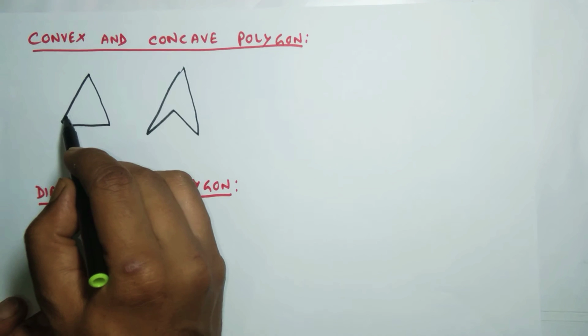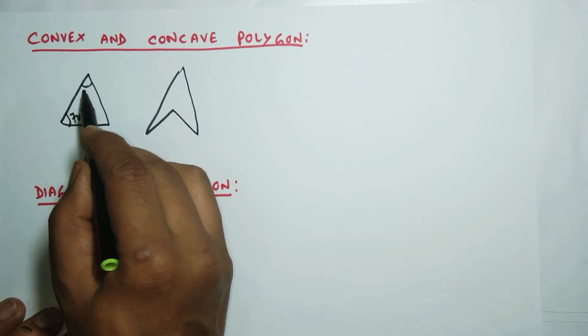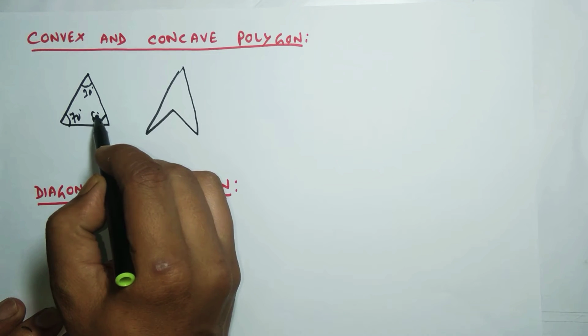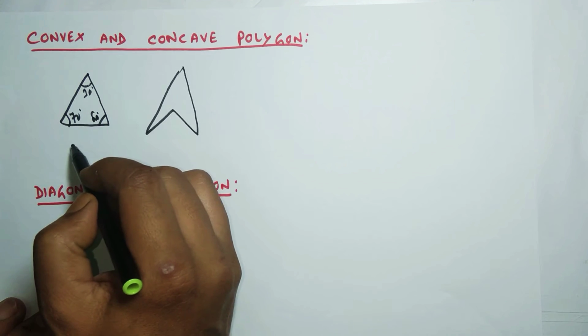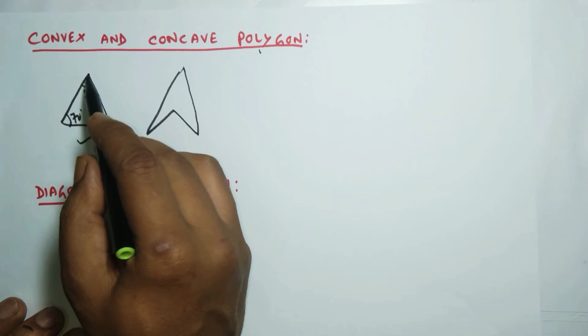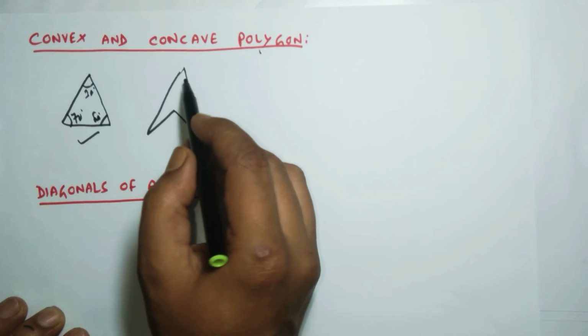Now here you see, suppose it's a triangle. Suppose this angle is 70, this is 30, this is 80. So the three angles are less than 180. In this polygon all the angles are less than 180, so it is a convex polygon. Look at this polygon here.